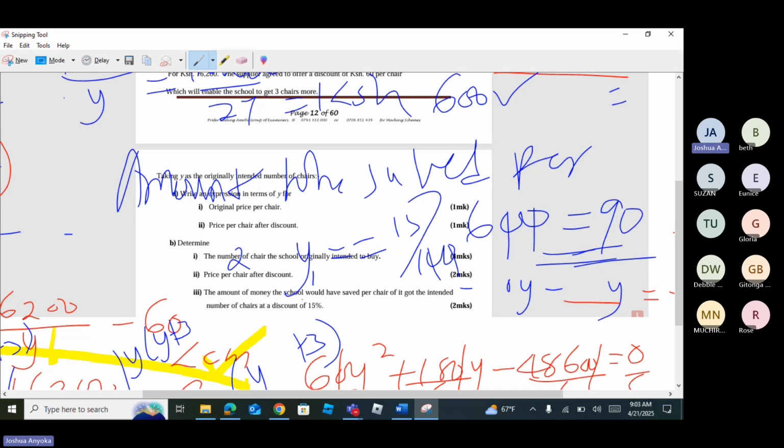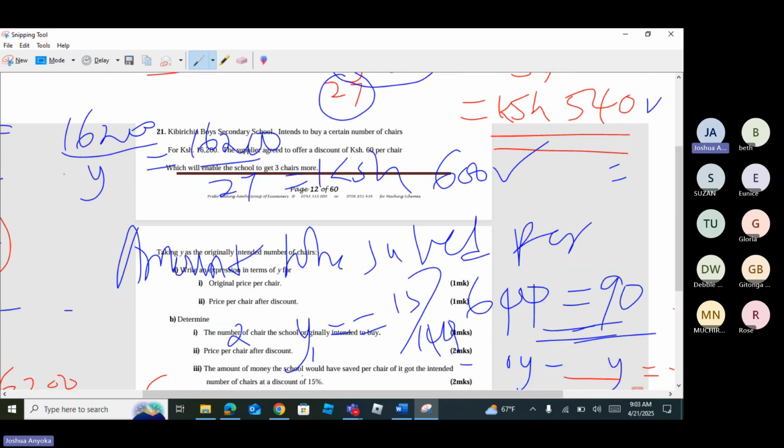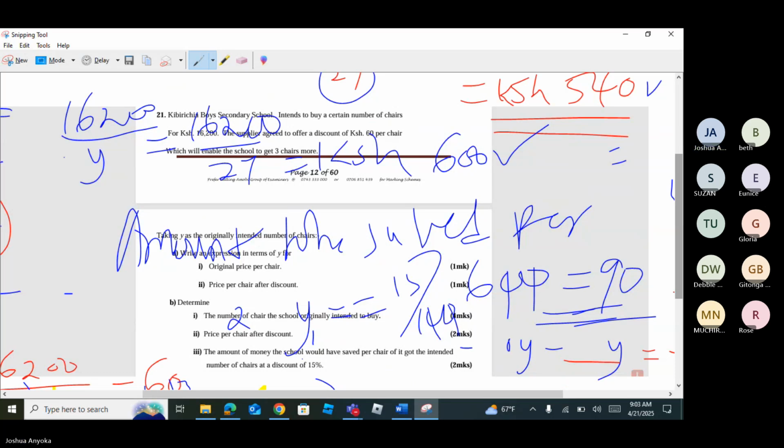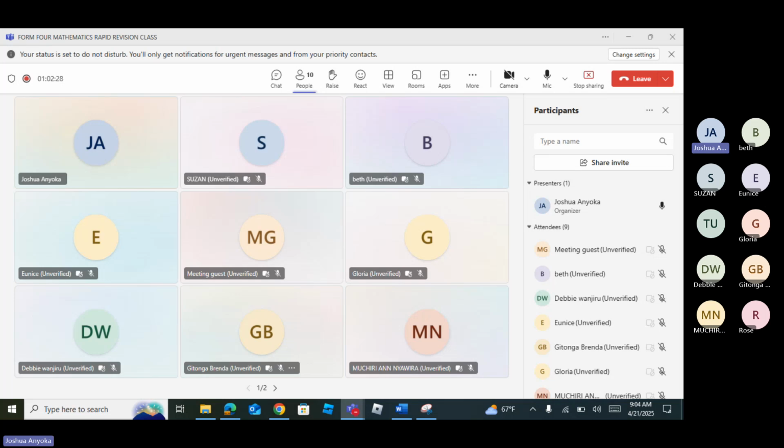That's what is expected. So we must read critically. After reading, try to be realistic as much as you can, and then answer the questions that you get along the way. Any question? This quadratic equation and expression is very thorough. It is quite a nice requirement. Any question?